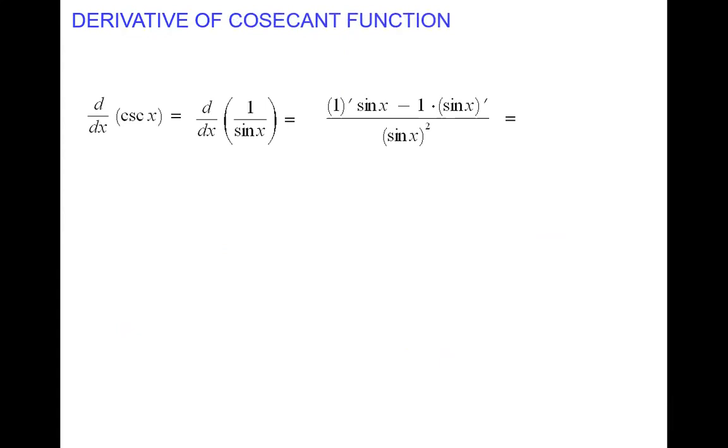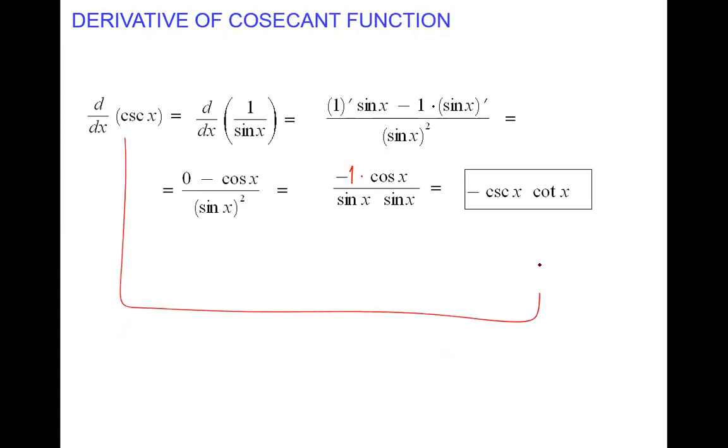Quotient rule, derivatives, and the same thing, -1. I can possibly write like that. 1 over sine is cosecant, cosine of x over sine of x is cotangent, but negative. The derivative of cosecant is negative cosecant cotangent.